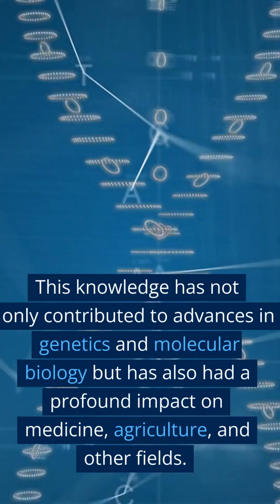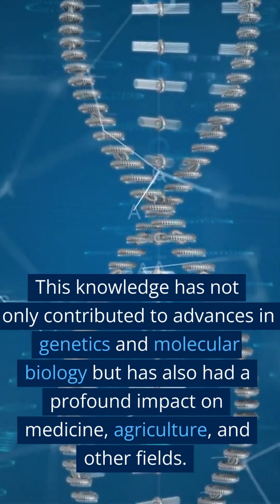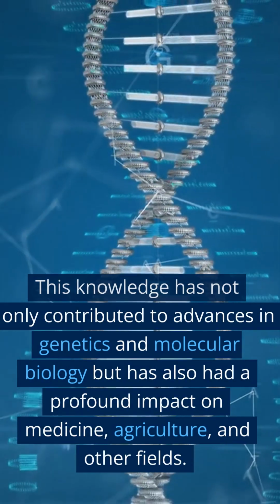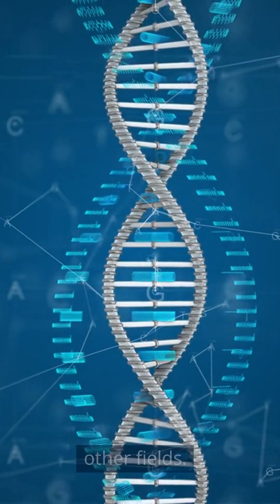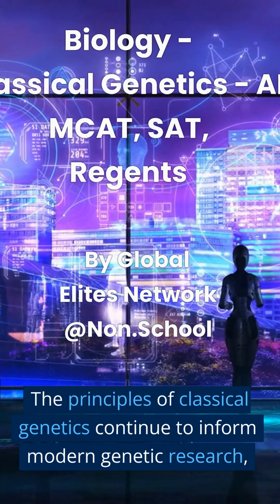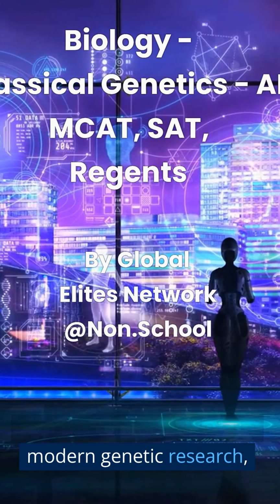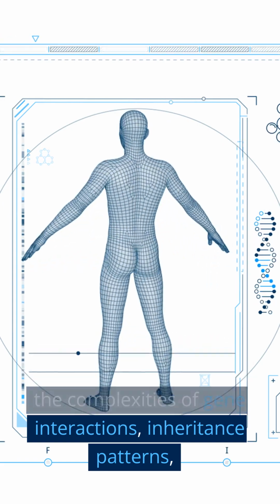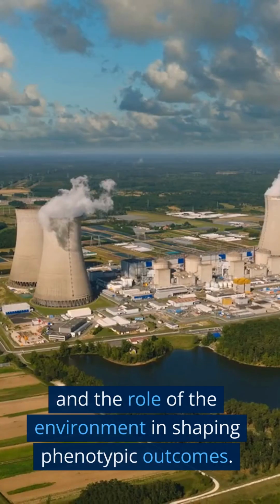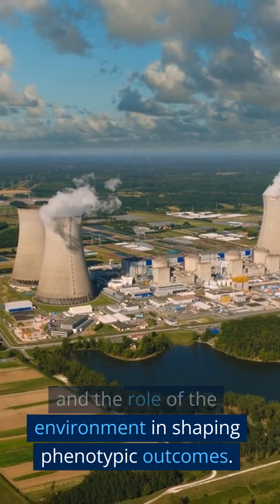Classical genetics has provided a robust foundation for our understanding of heredity and the mechanisms governing the transmission of traits. This knowledge has not only contributed to advances in genetics and molecular biology but has also had a profound impact on medicine, agriculture, and other fields. The principles of classical genetics continue to inform modern genetic research, helping us to understand the complexities of gene interactions, inheritance patterns, and the role of the environment in shaping phenotypic outcomes.